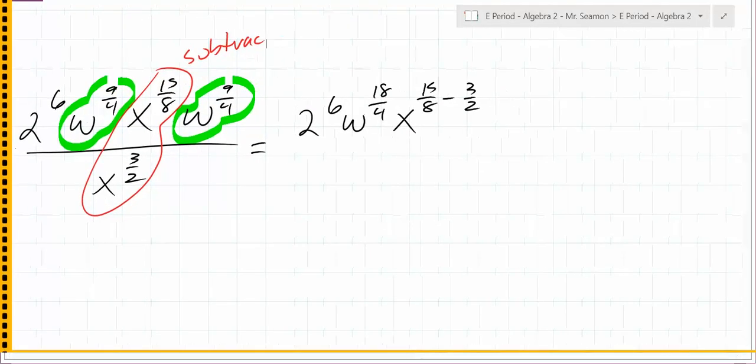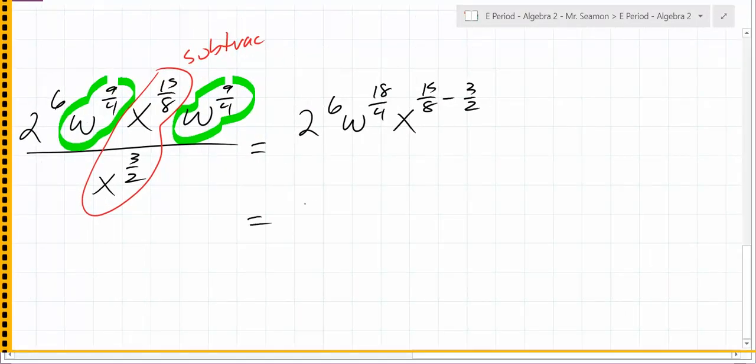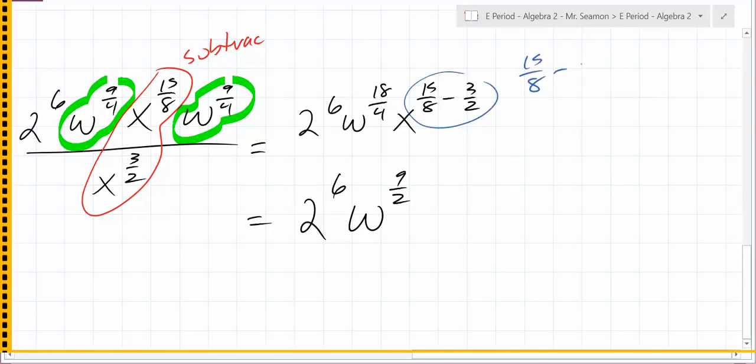So you need a common denominator up there, right? So you have 2 to the 6th, w to the 9 over 2. I'll simplify that, because 18 over 4 is 9 over 2. And what is this right here? If we simplify this, it's 15 over 8 minus 12 over 8, right? So 3 over 8. So x to the 3 over 8. So you could leave it like that.